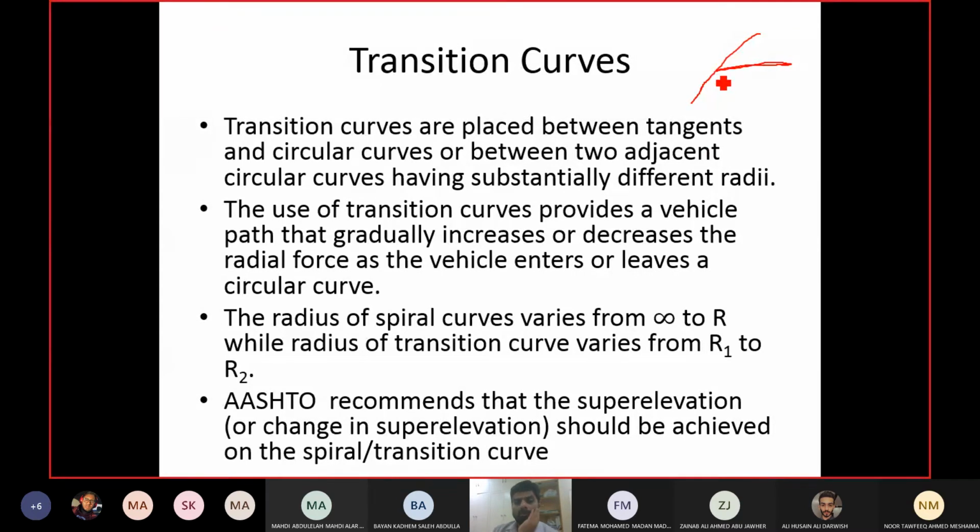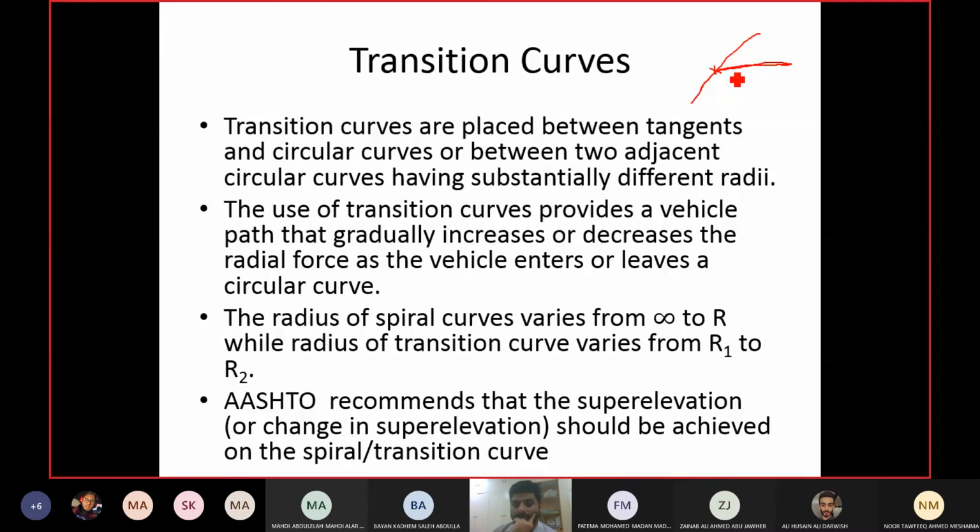Okay, now this is the starting point of the curve. Before this point your radius was infinity. After this point your radius should be r1, or r, whatever is the radius of the curve. Now to shift from infinity to r, how much space do you have? Only one point. Before this point infinity, after this point r.